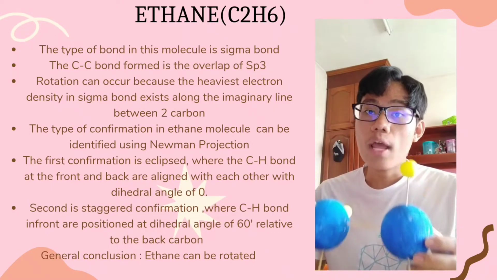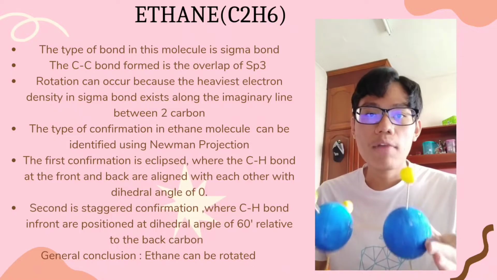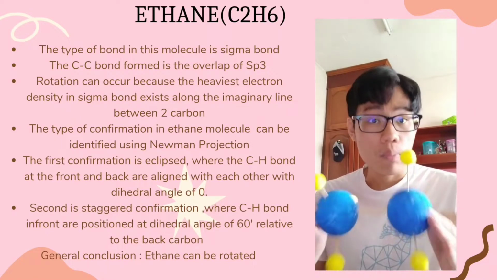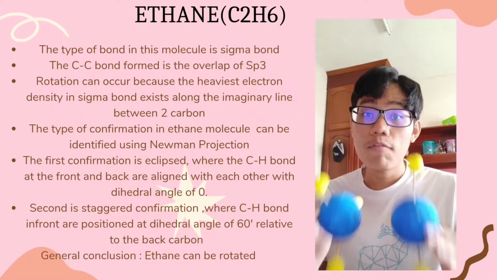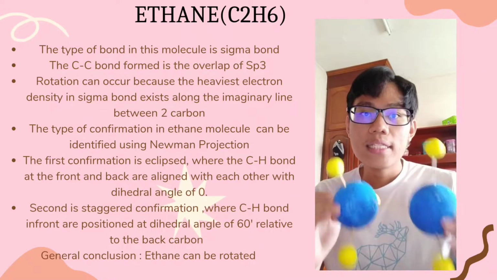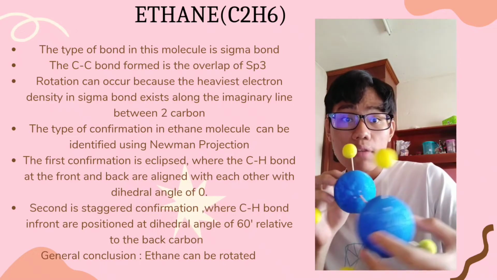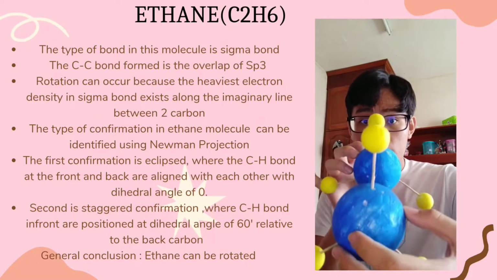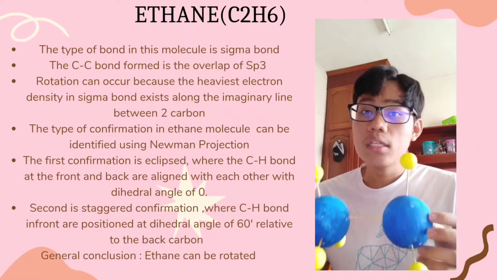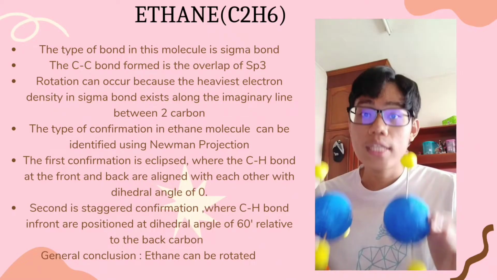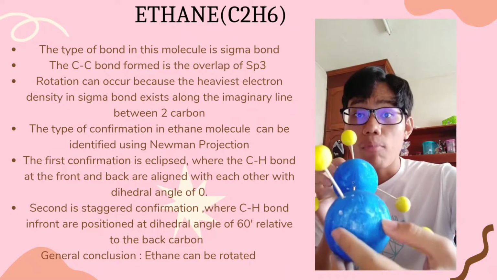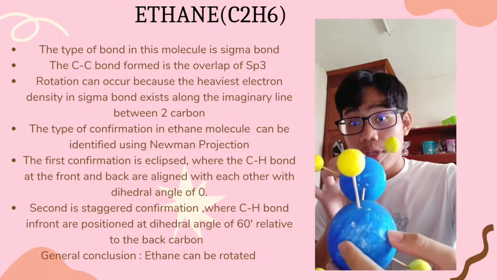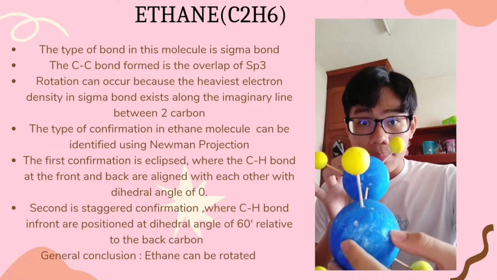Since the ethane molecule has the ability to rotate, we must identify the type of conformation, and it is possible to identify it by using the Newman projection. In ethane, the first one is eclipsed. This happens when the CH bonds in the front and the back are aligned with each other with a dihedral angle of 0 degrees, which is like this. The second is the staggered conformation, in which all the CH bonds on the front carbon are positioned at a dihedral angle of 60 degrees relative to the CH bonds on the back carbon.